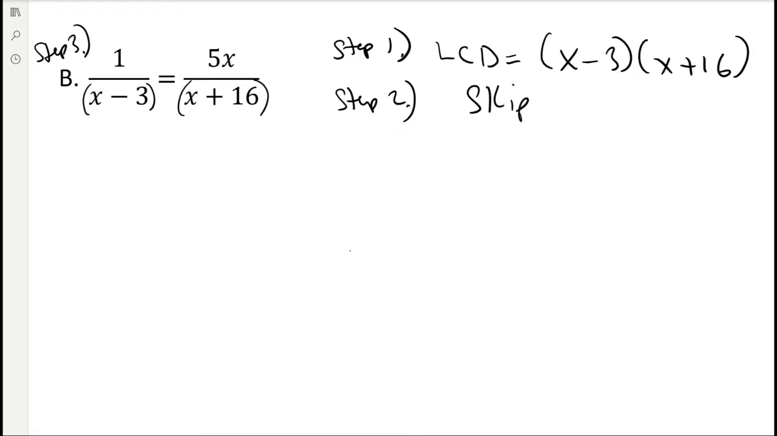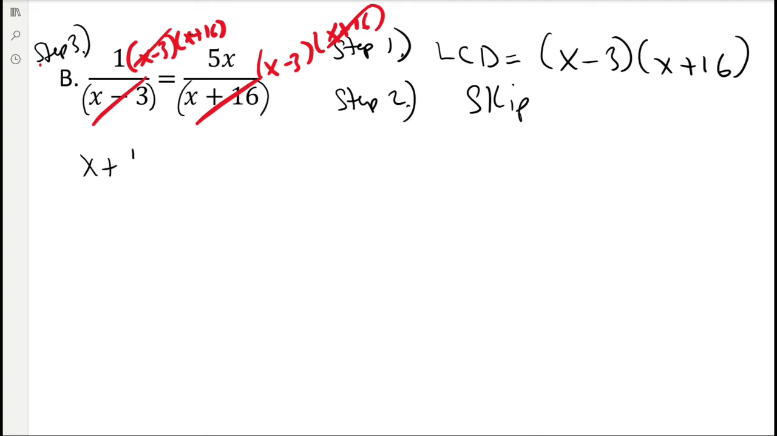So the next step, which is step 3, is to multiply both sides by the least common denominator. So we're going to go ahead and multiply both sides by the least common denominator. In this case, that will be, and I'll write it here, we'll multiply by x minus 3, x plus 16. So ignore what I said before. So multiply both sides by the least common denominator. In doing so, notice that the x minus 3's cancel and the x plus 16's cancel on the right side. So we'll have left over 1 times x plus 16, which is just x plus 16, equals, then we'll have 5x times x minus 3.